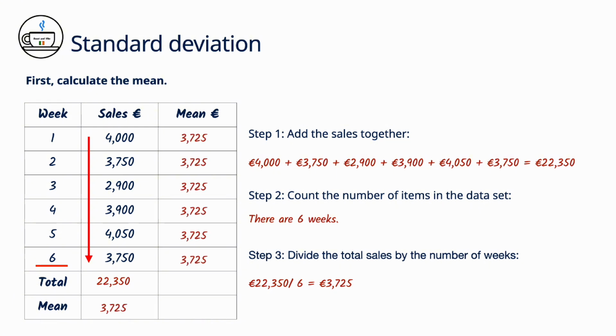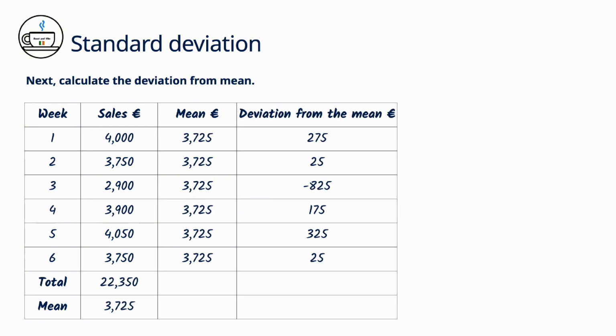The next step is to calculate the deviation from the mean. The deviation from the mean tells you how far each number is from the average, or the mean, of all of the numbers. In order to calculate the deviation from the mean, we subtract the mean from each number in the dataset, which in this case is weekly sales. The calculation for week 1 would be €4,000 minus 3,725, giving a deviation from the mean of €275.